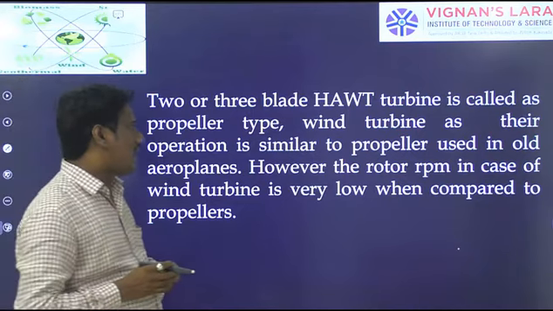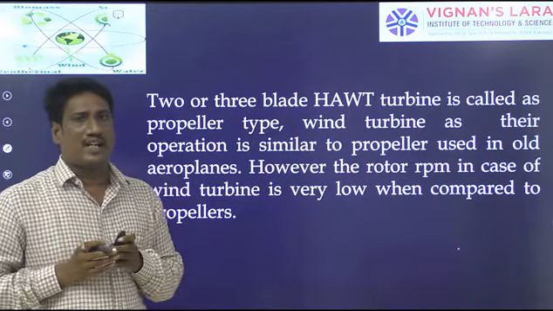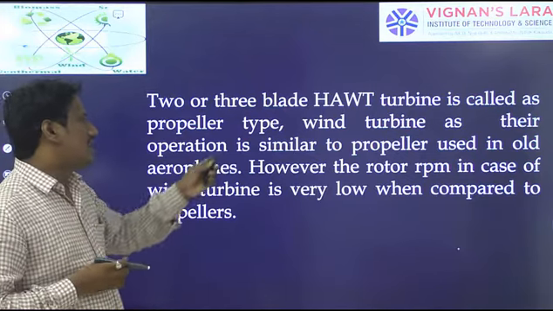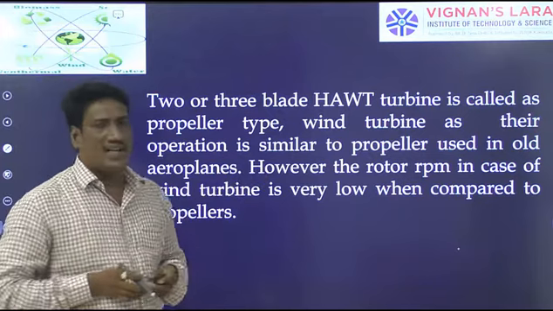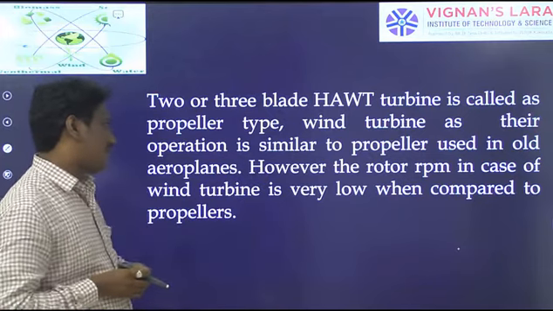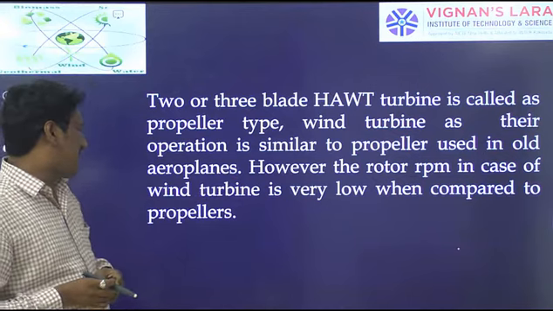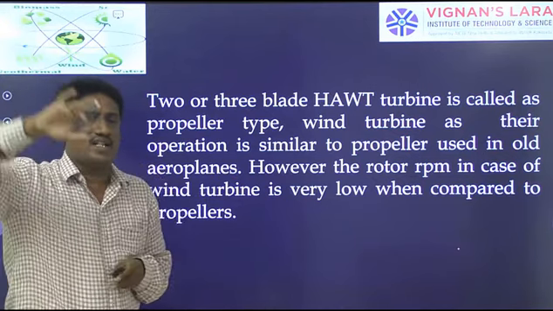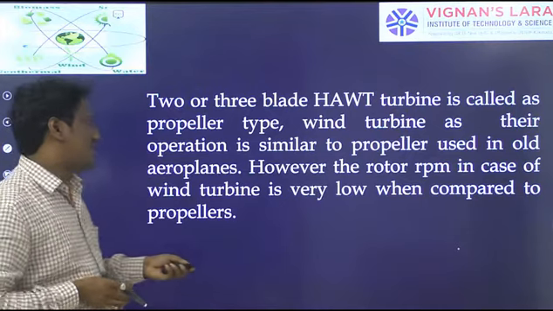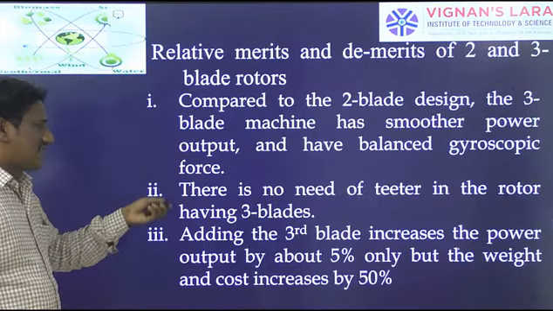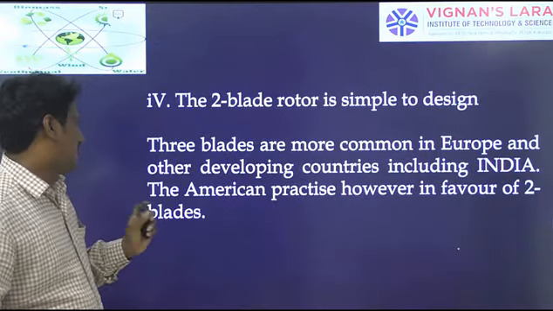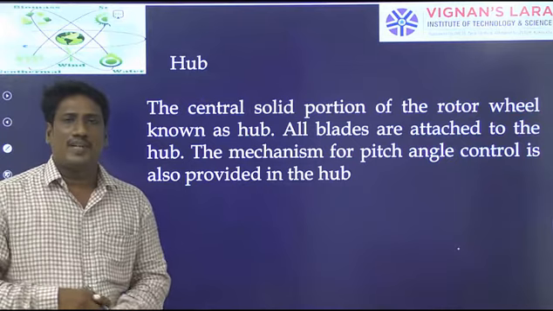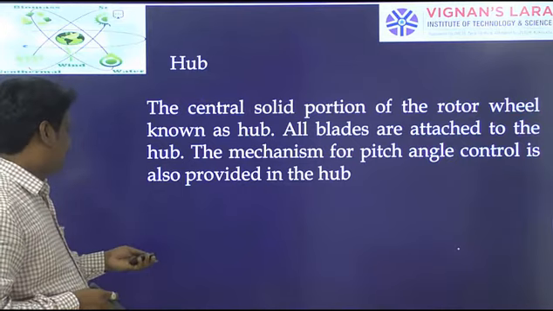So, the horizontal axis wind turbine: the shape is similar to the propellers used in old aeroplanes. However, the rotor RPM in a wind turbine is very low compared to a propeller. The speed is low, but the shape is the same as that of the aeroplanes. We have already seen the different relative merits and demerits. Next, coming to what is meant by the hub? What is meant by the hub?